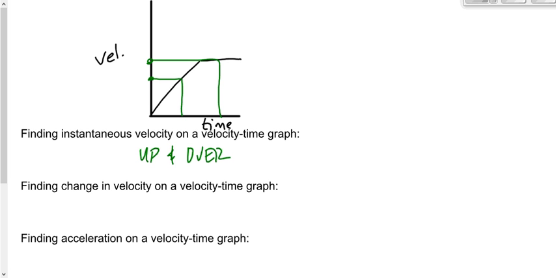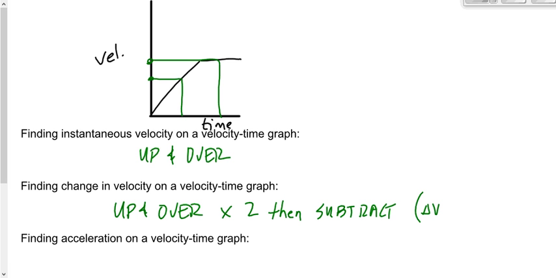Now the change in velocity, you can imagine here would be like finding the displacement on a position time graph. Go up and over to get the velocity, go up and over again to get the final velocity, and subtract the 2. Really what we're doing here is saying delta V is equal to VF minus VI.